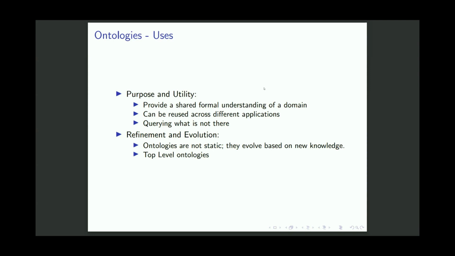And ontologies are not static; they evolve based on new knowledge. Scientists add knowledge to a certain ontology in their specific field, or to a top-level ontology, which is an ontology which defines processes, humans, very abstract and basic things. They are like the start of creating your own ontology in the specific domain.